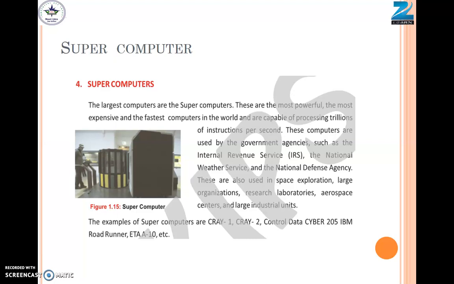These computers are used by government agencies such as the Internal Revenue Service (IRS), the National Weather Service, and the National Defense Agency. These are also used in space exploration, large organizations, research laboratories, aerospace centers, and large industrial units. Examples of supercomputers are Cray-1, Cray-2, Control Data Cyber 205, IBM Roadrunner, ETA-10, etc. Okay, Param is also India's supercomputer.